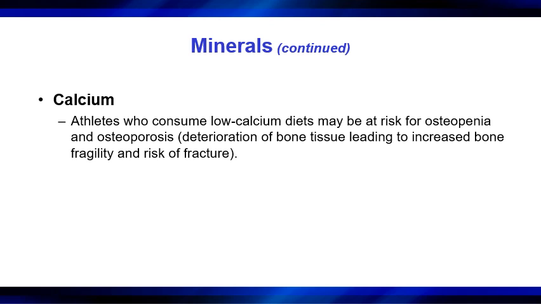Calcium is another important one. Athletes who consume low calcium diets can be at risk for osteopenia and osteoporosis. Here we're just looking at two different levels of decrease in bone tissue. Calcium is going to be essential for attaining peak bone mass, and any calcium deficiencies can impair the attainment of peak bone mineral densities and increase fracture risk later on in life.